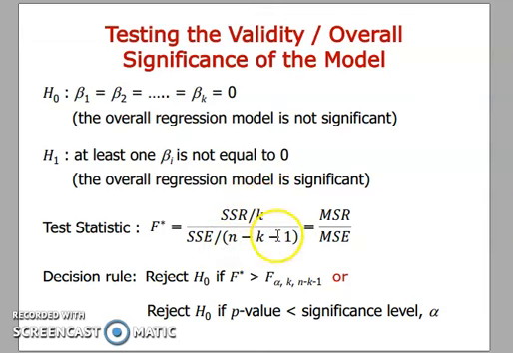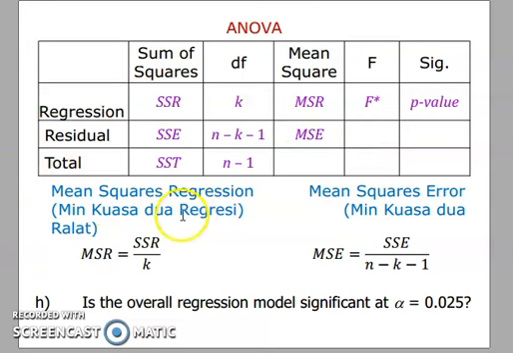The value for the calculated F, or F test, is given in the ANOVA table. In the ANOVA table, it will tell us what is SSR, the sum of squares regression, SSE, and also the degrees of freedom, and the mean squares, meaning that SSR divided by K, you get MSR, SSE divided by N minus K minus 1, you get MSE, and then MSR over MSE, you will get F star.